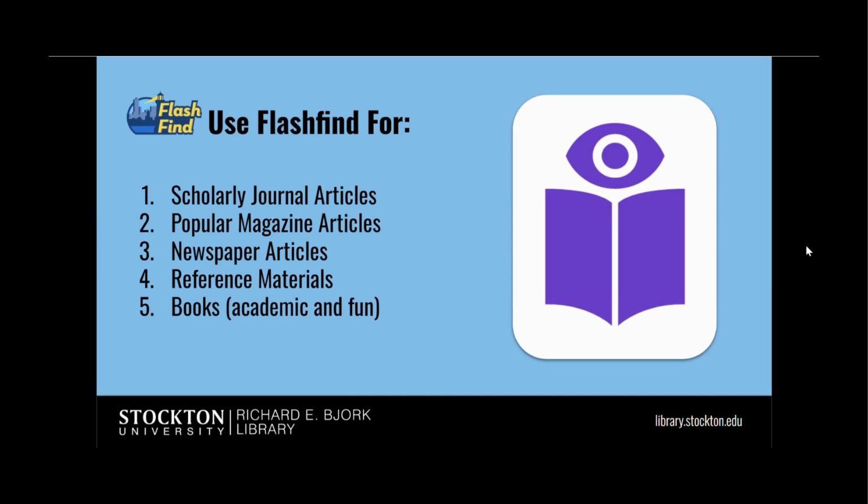So what do we use Flashfind for? Mainly scholarly journal articles, popular magazine articles, newspaper articles, reference materials, and of course we have so many books. And right here, you see that eye in the sky above the book? I want you to keep that in mind because if you see that icon, that means that this information that you found, regardless of the container, is peer-reviewed.